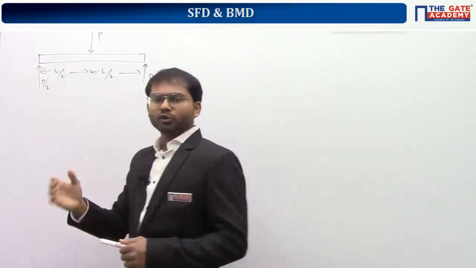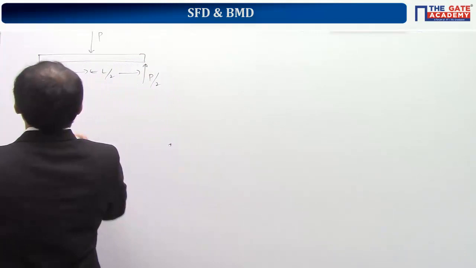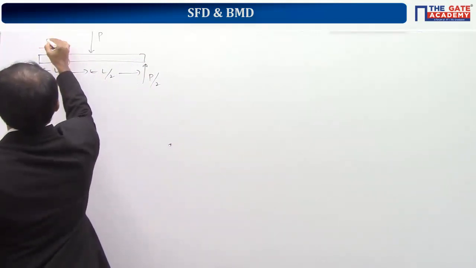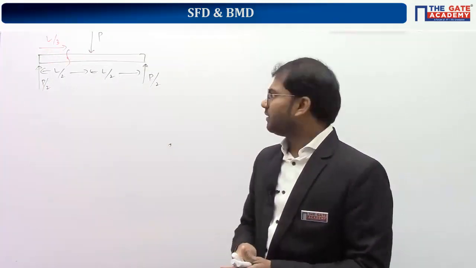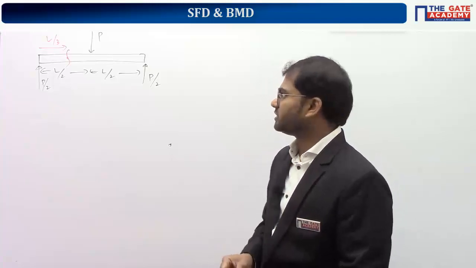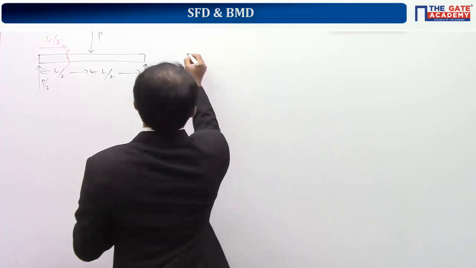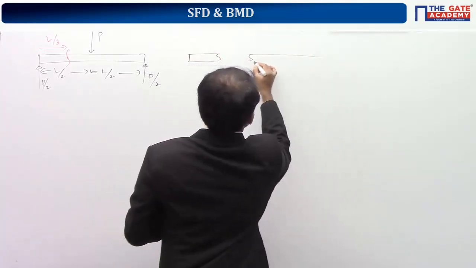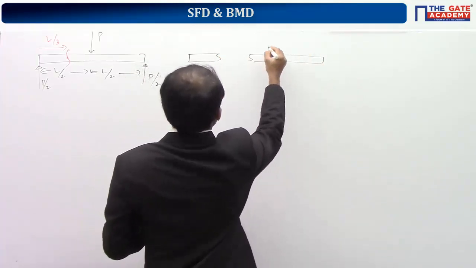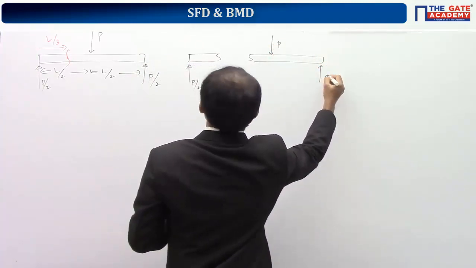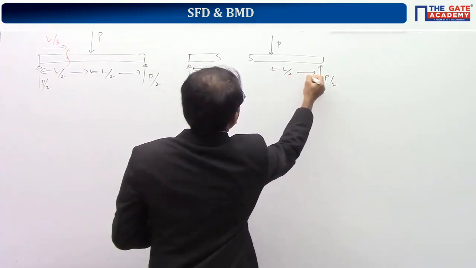Here I want you people to get the value of shear force at the location which is at a distance of L by 3 from the left side. For this, we should take the left part and right part separately. On this left part there is P by 2 force, on this right part there is force P, this also P by 2. This distance is L by 3. This is equal to L by 2.